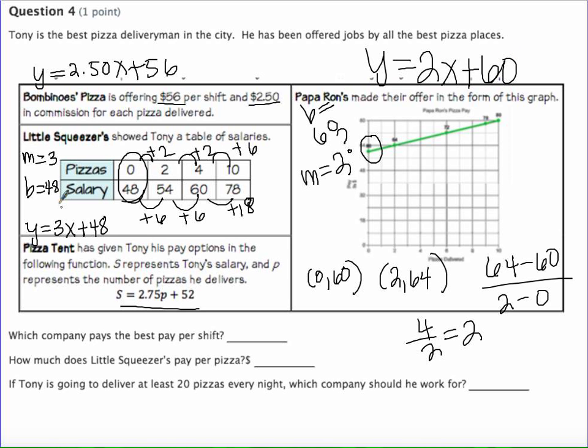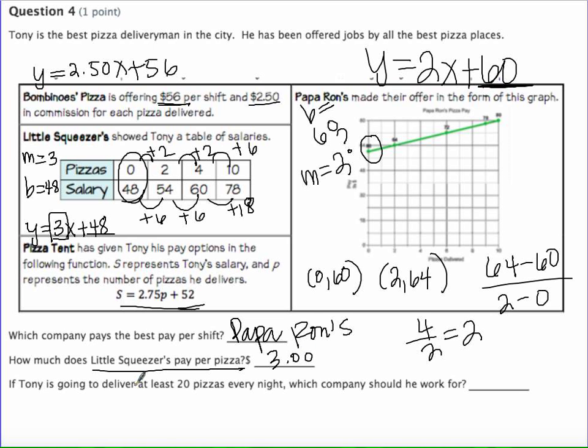So which company pays the best? Which one has the highest pay per shift? So pay per shift is actually the y-intercepts here, because that's not based upon the number of pizzas sold. That's just how much they make just for showing up. So we got 56, 48, 52, and 60. So the highest y-intercept, so per shift, is actually going to be Papa Ron's. How much does Little Squeezers pay per pizza? So Little Squeezers, the pay per pizza is actually the rate of change. So it's going to be $3 per pizza.